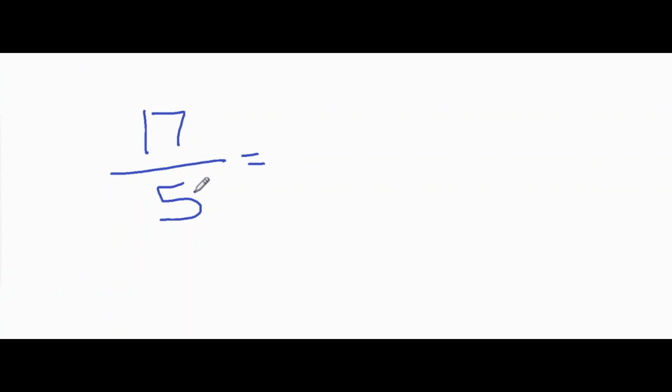Could I fit 4 5s in there? Well, 4 times 5 is what? 20. That's way too much. So let's go backwards. 5 times 3 is 15. So I know I'm going to have 15/5, and I have a remainder of 2/5. That's 15 plus 2 is 17/5.